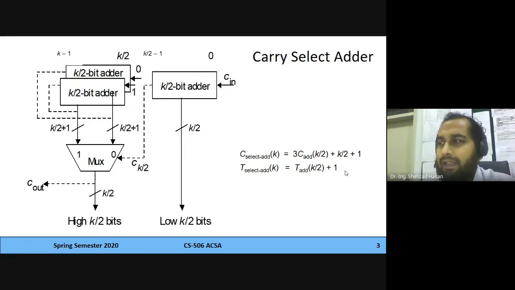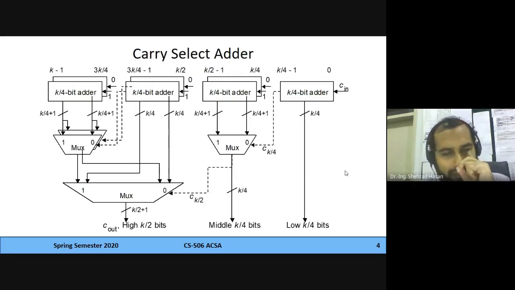Okay, so now let's move on. What we can do is have even smaller ripple adders, so that many of the things can be done in parallel. So let's go to another design here. Now this is again a carry select adder, but this time we have a k by 4 bit adder. Now we have shortened the size of that adder so that there are fewer ripples. If you are talking about 32-bit additions, you have 32 by 4, or 8-bit adders.